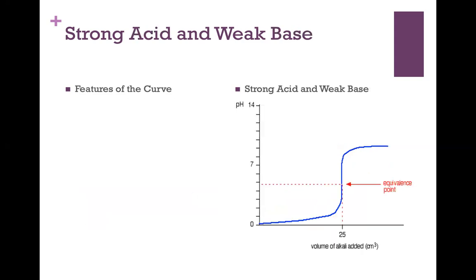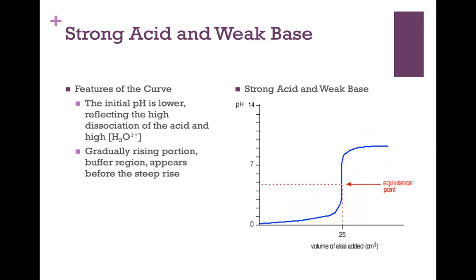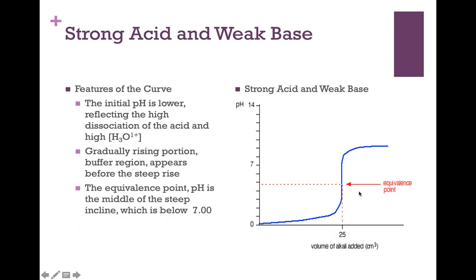If it was reversed, if we were doing a strong acid with a weak base, your pH starts way low. You do still have a buffer region here because you've now got a weak base and its conjugate. So you still have this flat line, but you'll now notice that our equivalence point ends up being below 7 on the pH scale.